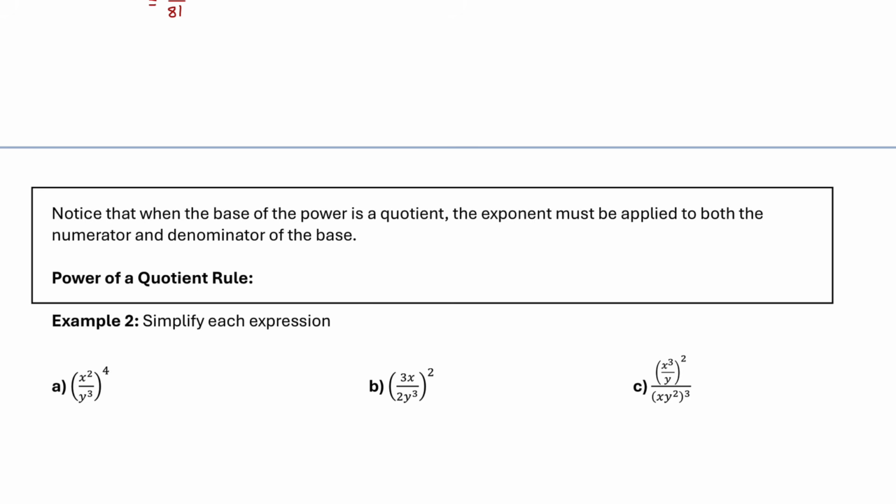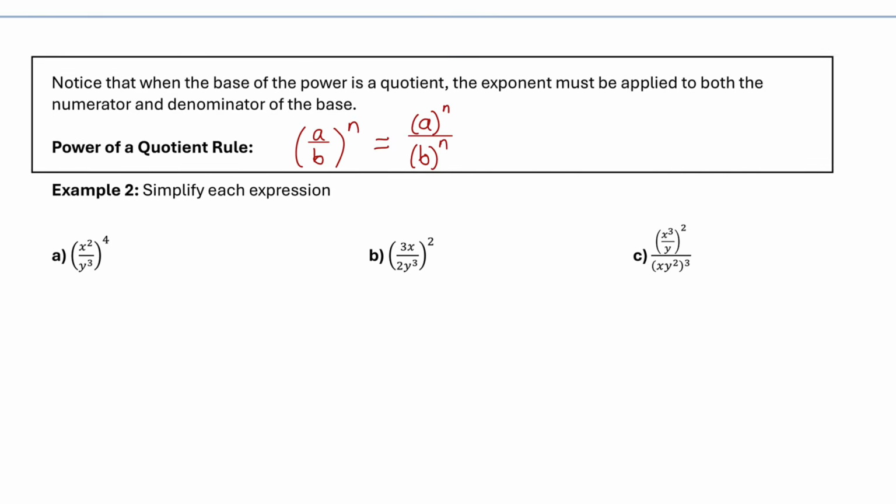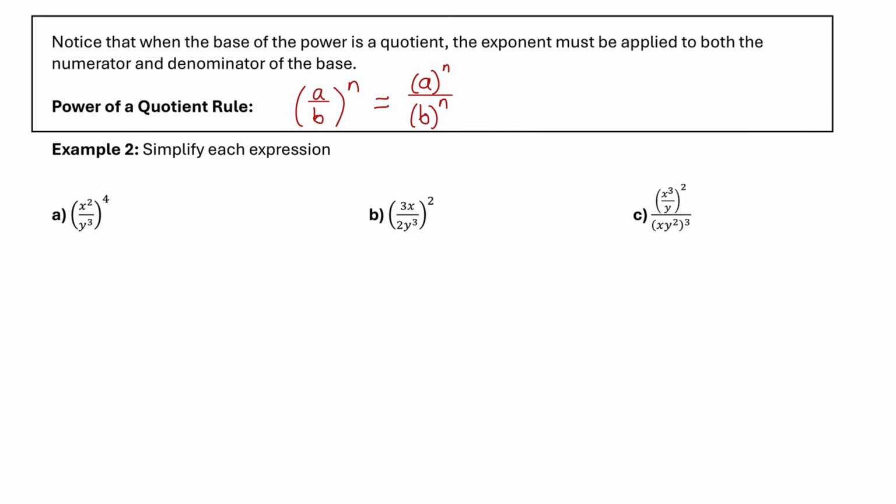So the general rule is if you have a power of a quotient, such as a over b to the power of n, that exponent of n has to be applied to both the numerator, so a to the power of n, and to the denominator, b to the power of n. So let's see if we can apply that rule to simplify the expressions in example 2.